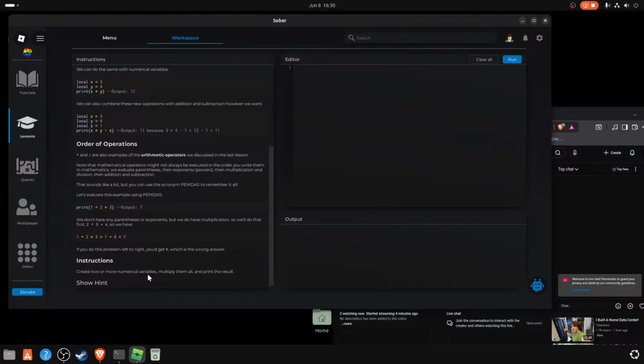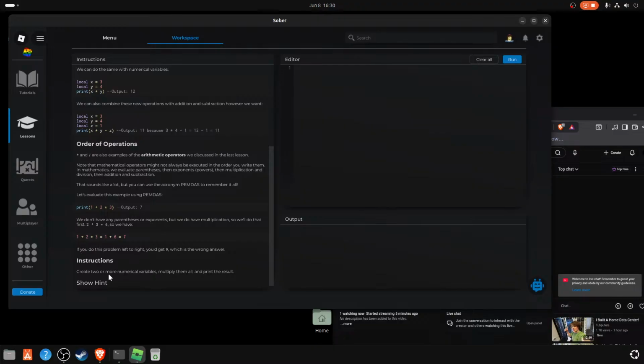Create 2 or more numerical variables. The thing about this is, when you do math in real life, you set up your own formulas. So I think I would just naturally do the multiplication first when I set up the formulas. I would never write it like this, so it's kind of interesting to see that. If you do this problem left to right, you'll get 9, which is the wrong answer.